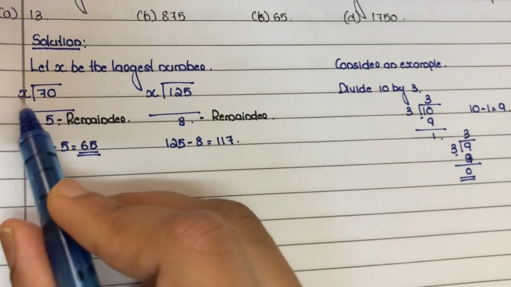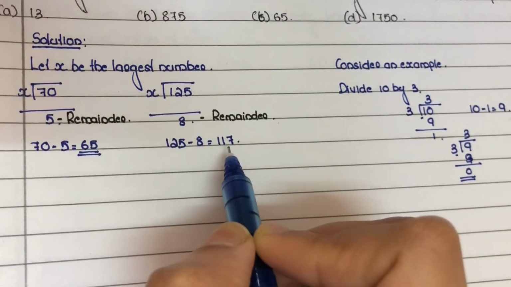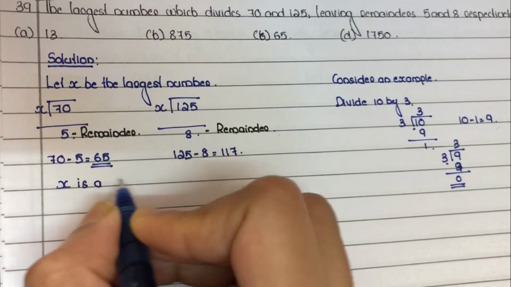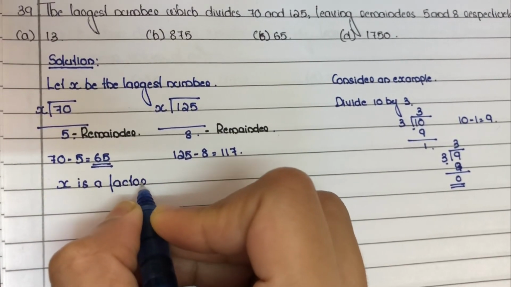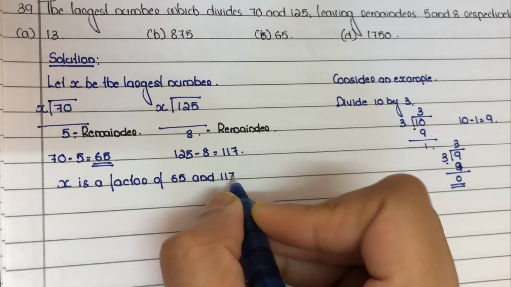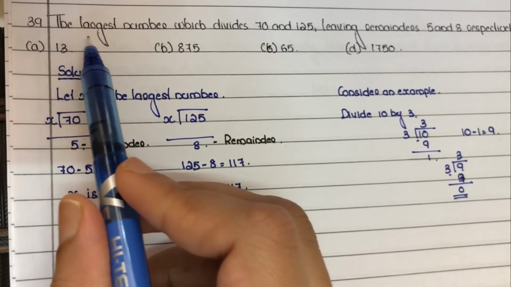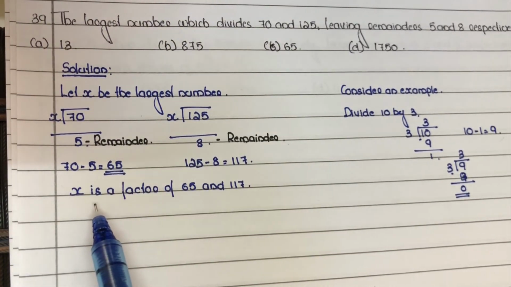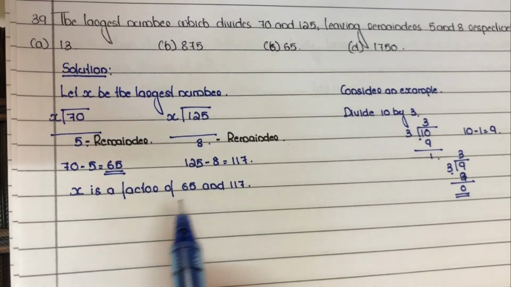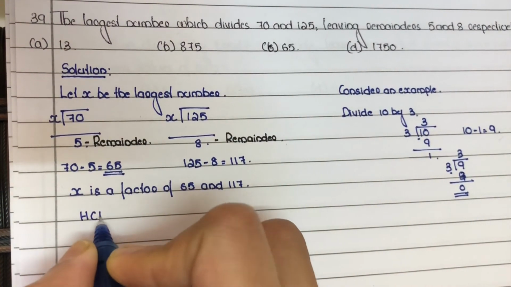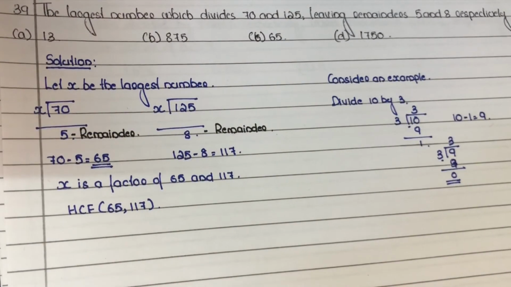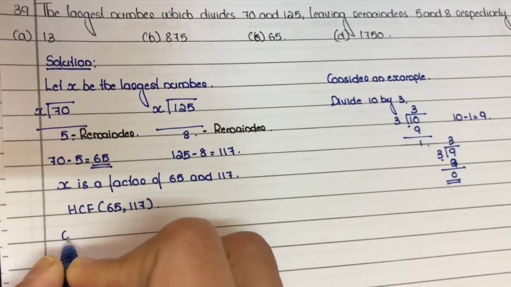That is, this number x divides both 65 and 117. So x is a factor of 65 and 117. But here the question is to find the largest number, that is, the highest common factor of 65 and 117. Now write down the prime factorization of 65 and 117.